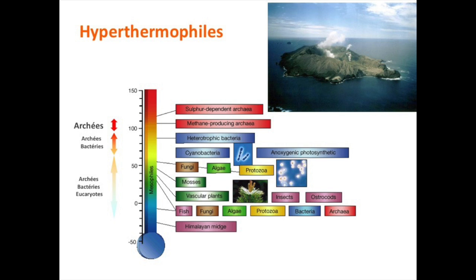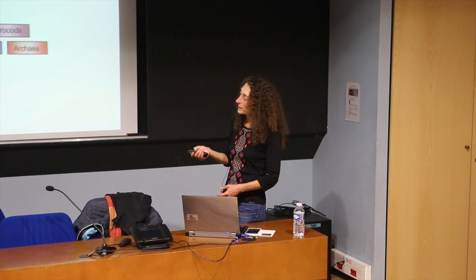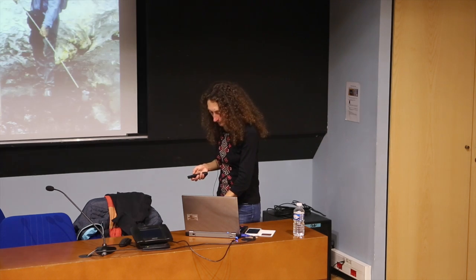But really beyond that, we have only archaea. So this means that only archaea can grow at optimal temperatures of 100 degrees and above. So you see very well this decrease in diversity, including at a domain level.